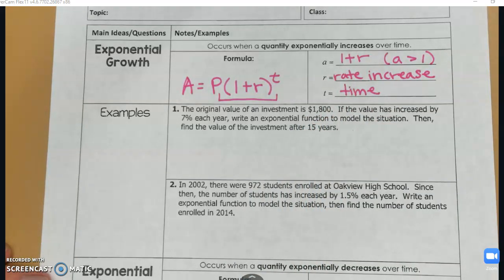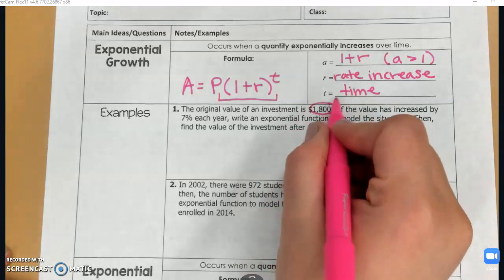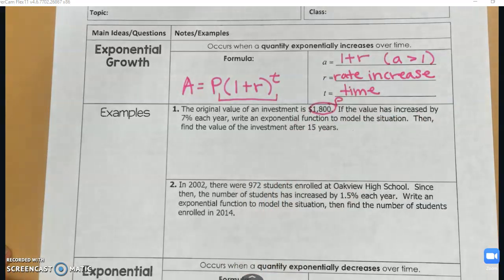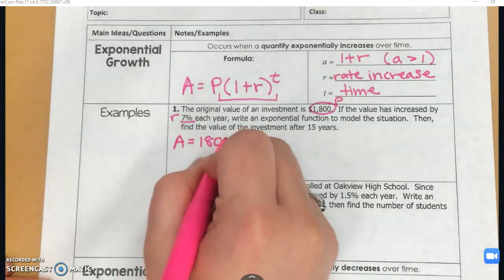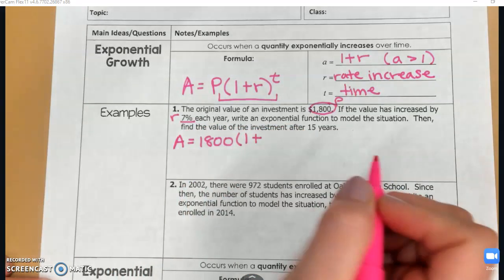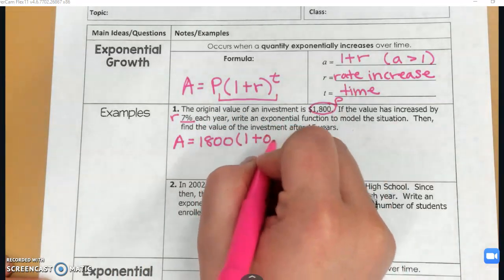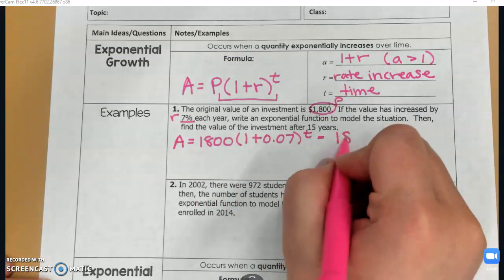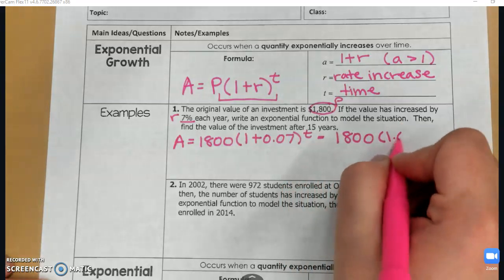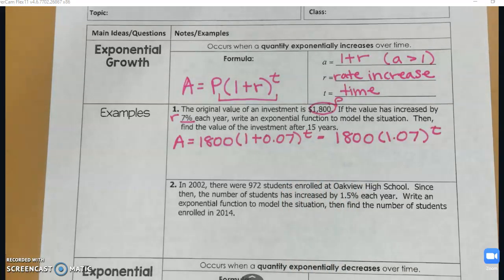So let's look at some examples. On number 1, the original value of an investment is $1,800, that's P. If the value has increased by 7% each year, that's r, write an exponential function to model the situation. So my new value is going to be 1,800 times 1 plus r. 7% as a decimal is 0.07, to the t power. So my function is 1,800 times 1.07 to the t power.